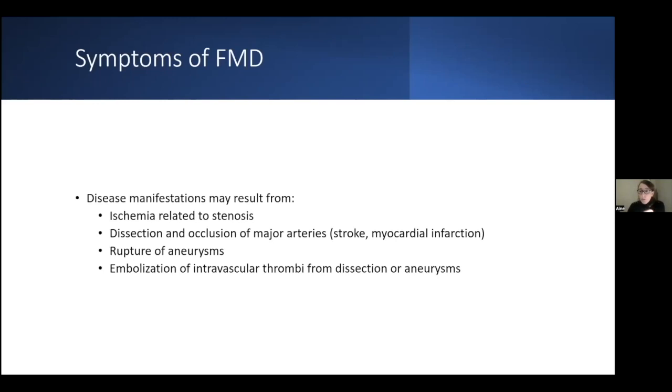You can have a rupture of an aneurysm, or that ballooning out of the vessel. You can also get embolization of a clot that's formed at an area of abnormality, and parts of that clot, or what we call thrombi, can then move towards smaller caliber vessels and cause a blockage.